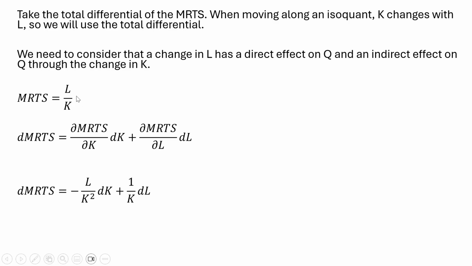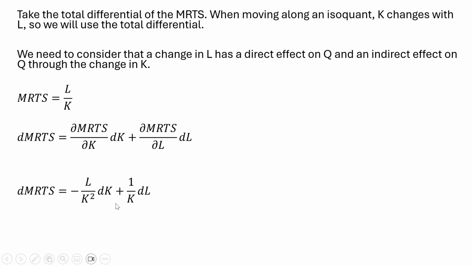So again, the partial derivative of L divided by K with respect to K using the quotient rule gives us minus L divided by K squared. And then taking the partial derivative of the marginal rate of technical substitution with respect to L, that just gives us 1 over K.